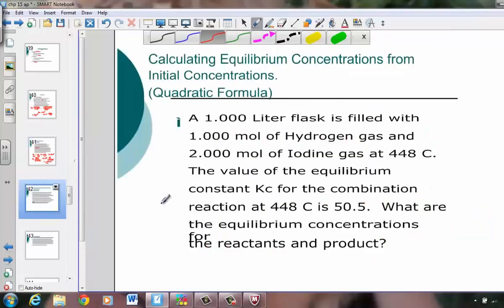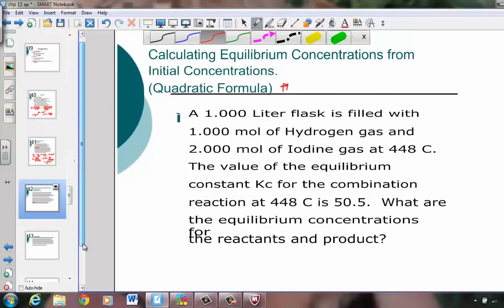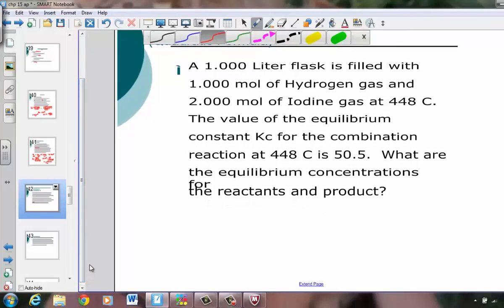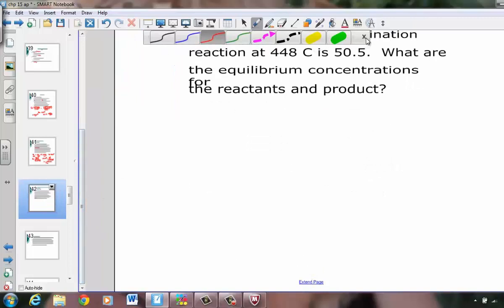What if we are calculating equilibrium concentrations from initial concentrations? We end up using something called the quadratic equation, which I happen to have a program in my calculator, and I'm sure you do, or if you don't just yet, I would be happy to transfer that to you during class time. Let's take a peek. We have a liter flask, which is nice. Now the moles per liter is directly molarity. Hydrogen and iodine. And let's start tabulating what we know.